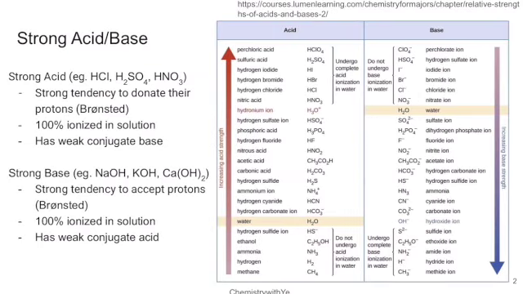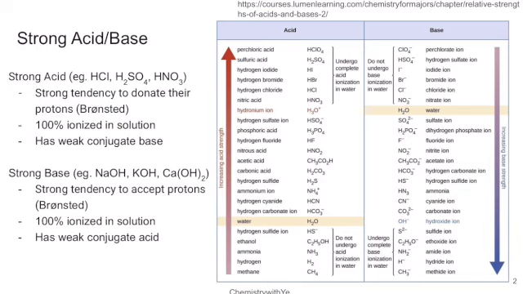So a strong acid has a strong tendency to donate its proton, and it is 100% ionized in solution, and it results in a weak conjugate base. A strong base has a strong tendency to accept protons, and is 100% ionized in solution, and it results in the formation of the weak conjugate acid.